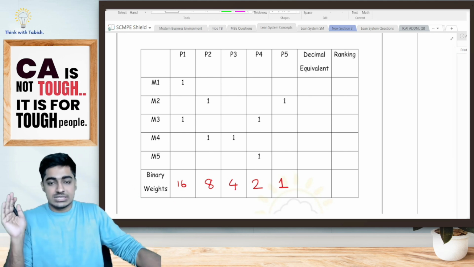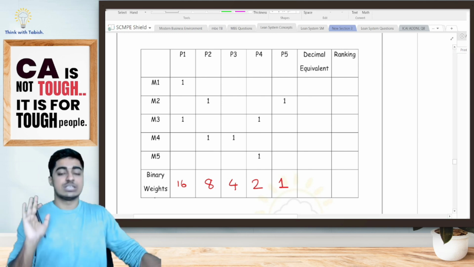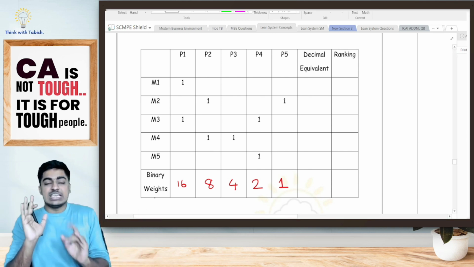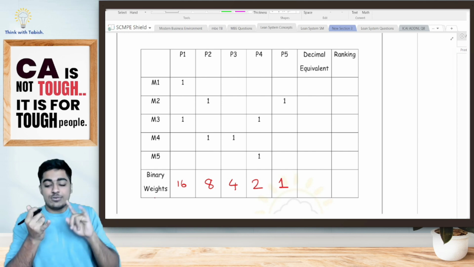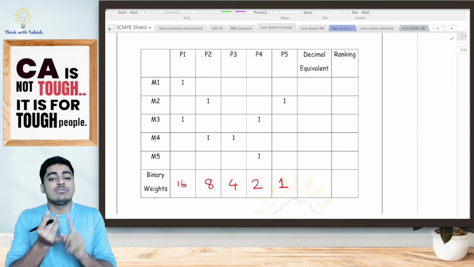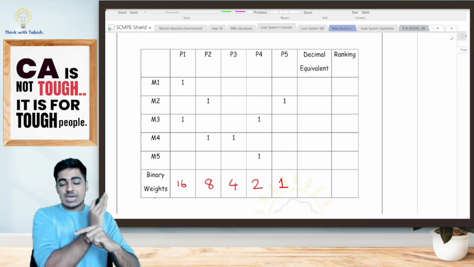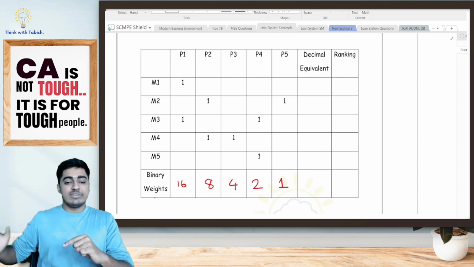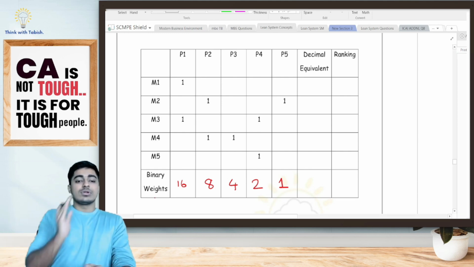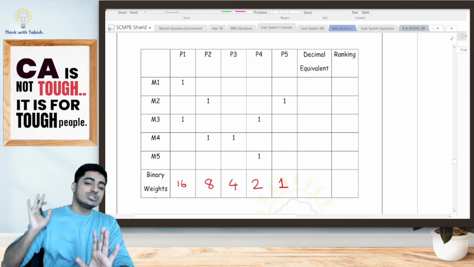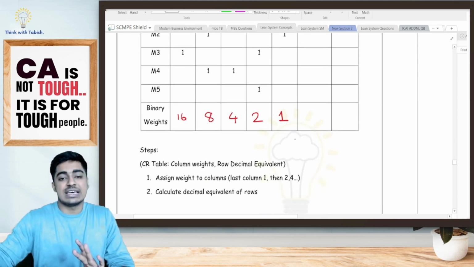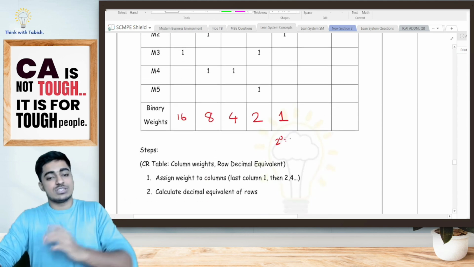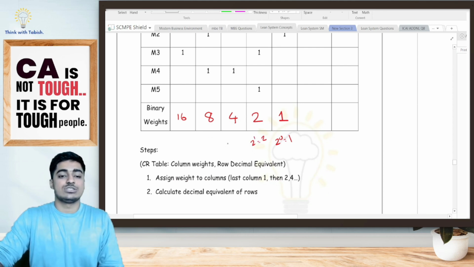Is it clear, students? Now I am just explaining the steps. What have I done? The first table is my CR table. In that, for my columns, I am going to give the weights. How am I going to give the weights? I am going to start from the end, that is, from the last column. I will give 1, 2, 4, 8, 16, 32, and so on. It could also be written as 2 to the power 0, which is 1. 2 to the power 1 is 2. 2 to the power 2 is 4. 2 to the power 3 is 8. 2 to the power 4 is 16.